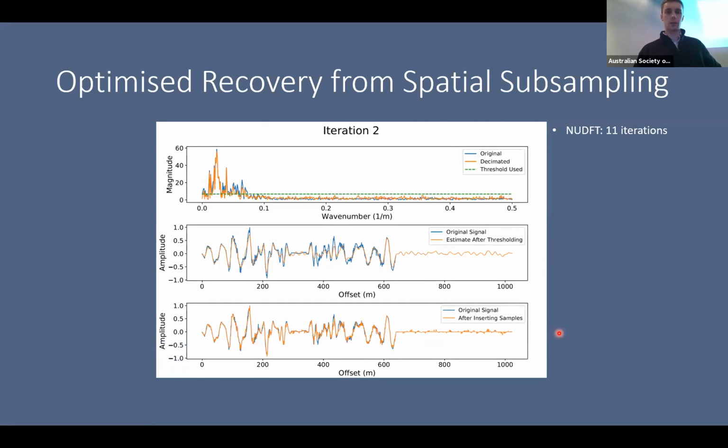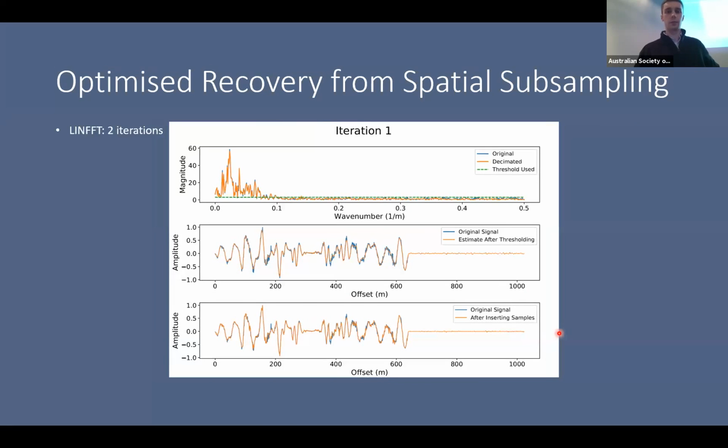There's the second iteration. We see the noise gets blasted away pretty well. And then skip to the 11th. So it's definitely an improvement. LinFFT for the same signal only took 2 iterations just because that's such low noise initially. So that's the second iteration.